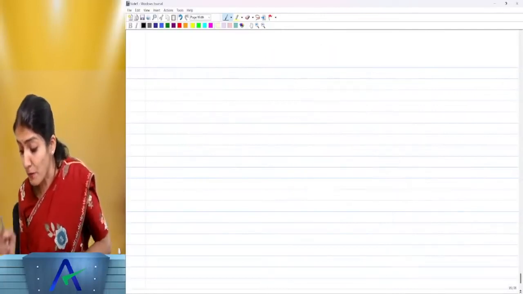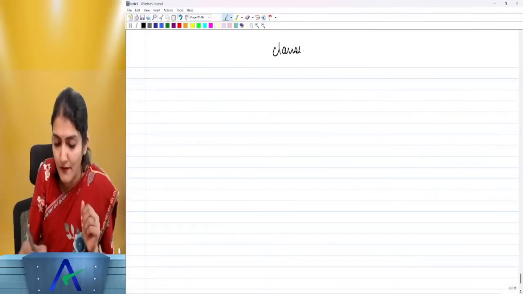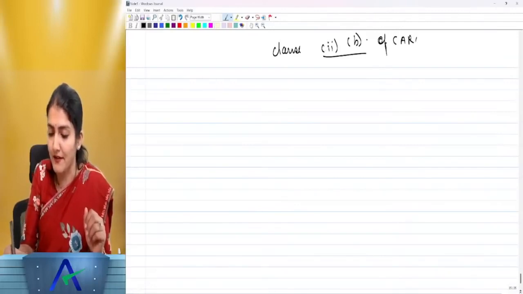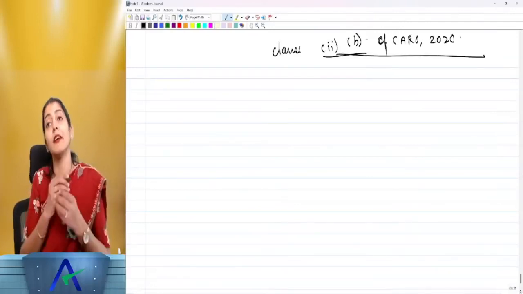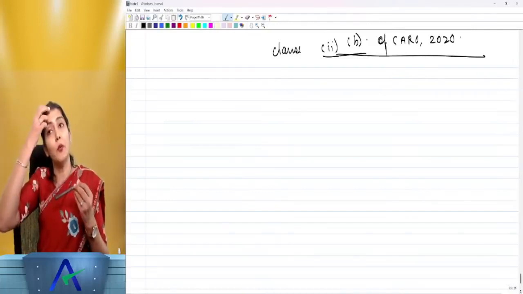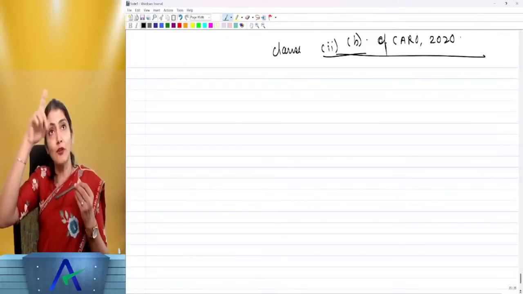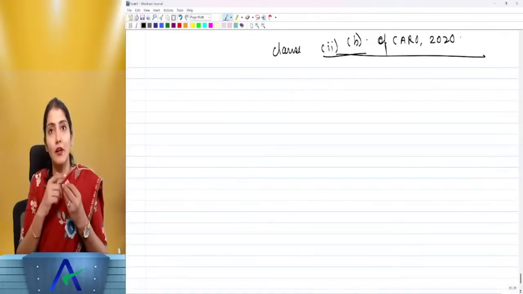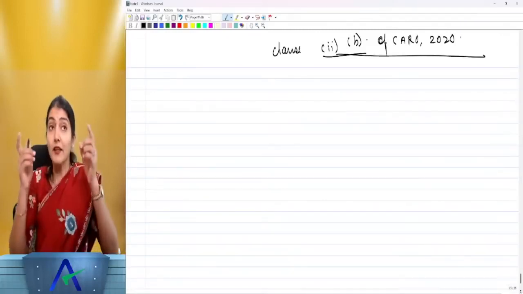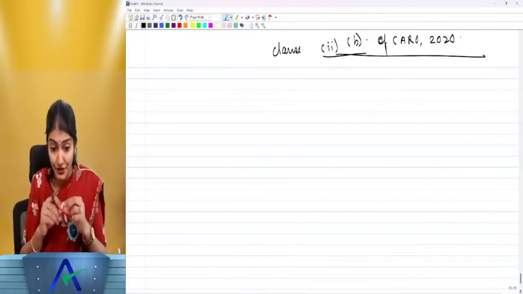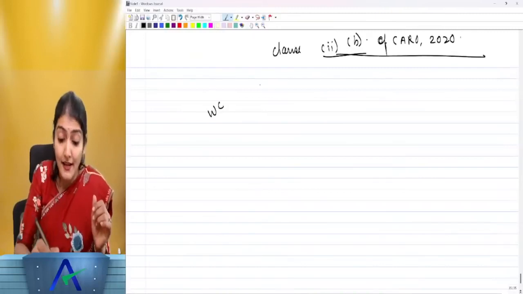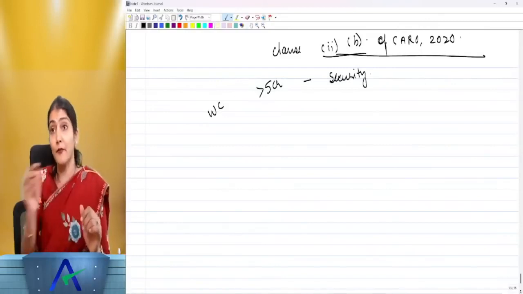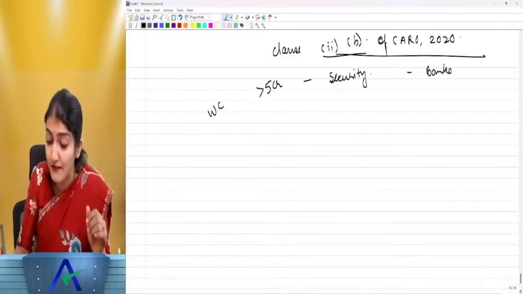Okay. What is clause 2B of CARO 2020? I hope I don't need to write that, but I'll write it. Of CARO 2020. Yes, clause 2B. Clause 2A is inventory and 2B is working capital. Whether the company has been sanctioned working capital limit in excess of 5 crore on the basis of security of the current assets from the banks or financial institutions, then what does it say?